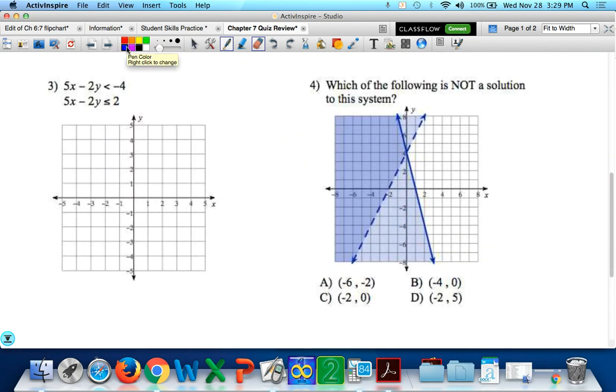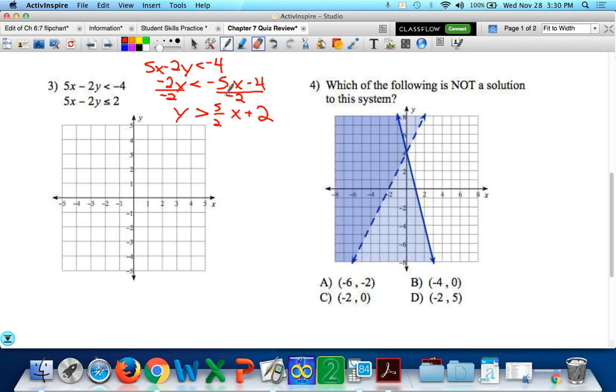Number 3, again, we have to solve these equations. These ones already in my mind start sticking out though, because I see how similar they are. Okay, just something to remember for later. We have 5x minus 2y is less than negative 4. We solve this for y. Negative 2y is less than negative 5x, because we subtract 5x, minus 4. Divide by negative 2 on both sides. I get that y is greater than 5/2 x plus 2.